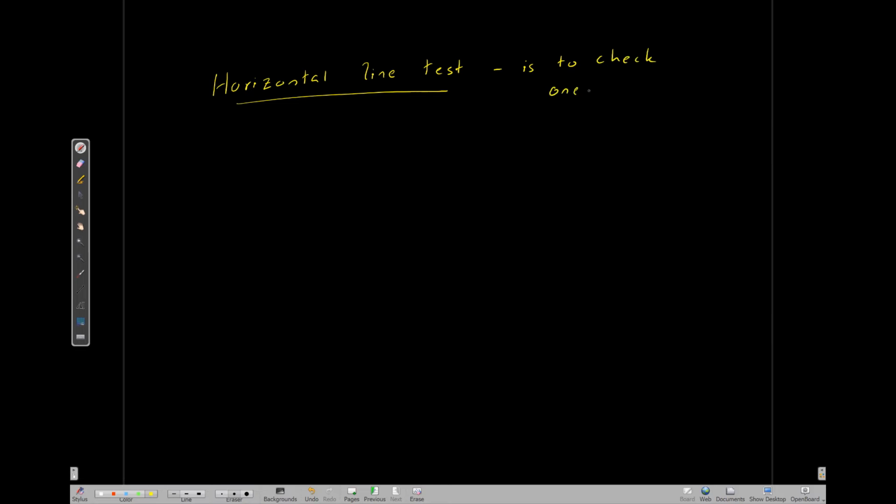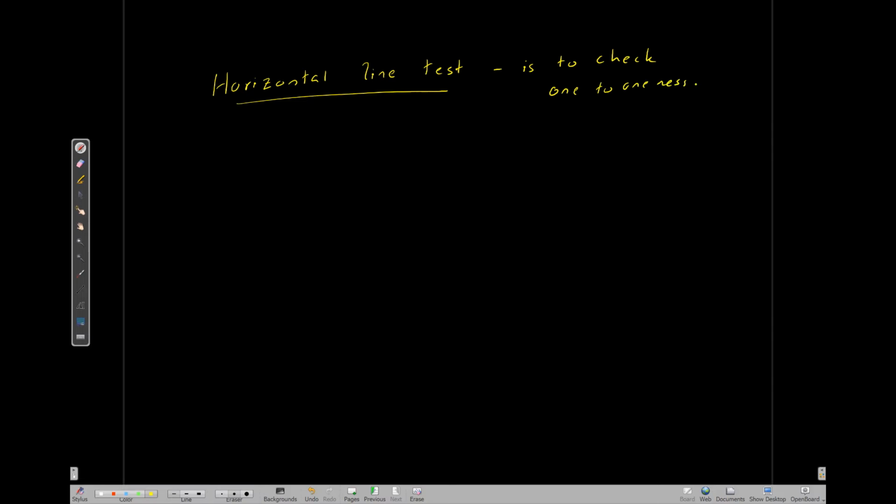Now with this kind of drawing, actually we have a nice test. Horizontal line test. Now this is completely different from the vertical line test. The vertical line test is to check whether it's a function or not. This horizontal line test is to check one-to-oneness.